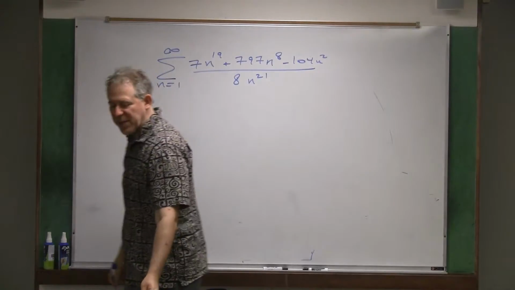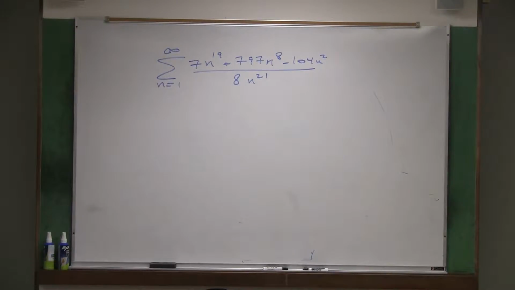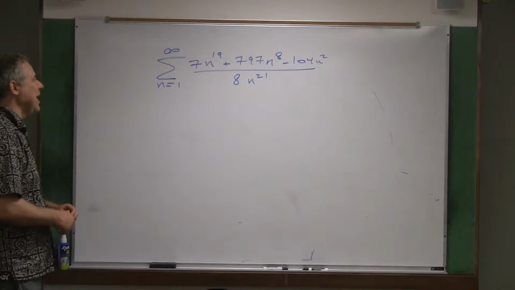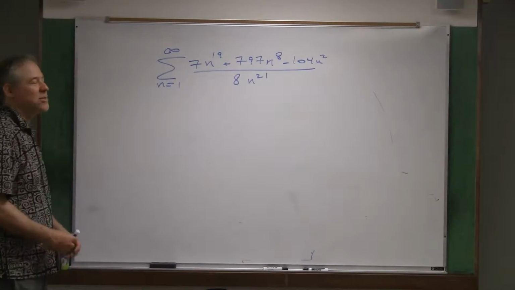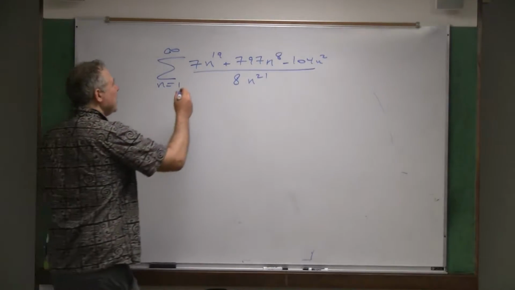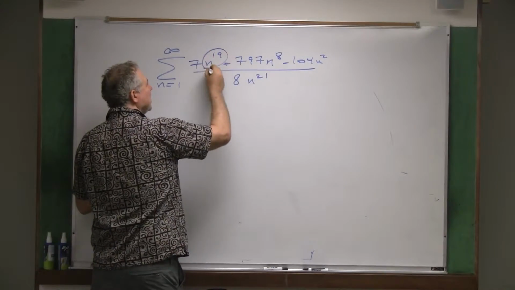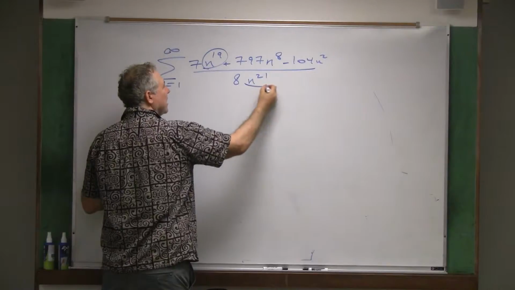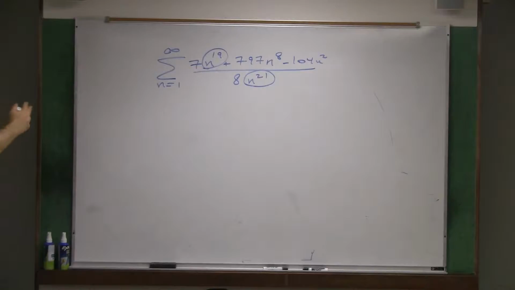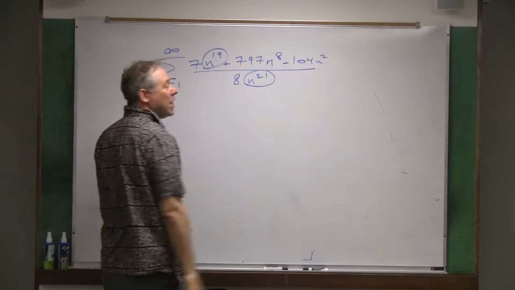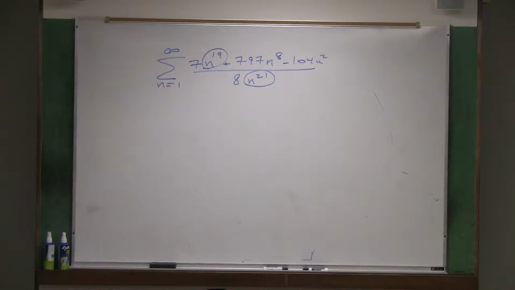Okay, so if you get something like this, you just filter out all the unimportant information. So that 797 is just there to scare you. Who cares about 797 n to the 8th, right? Just look at the leading power. It's n to the 19, and it's n to the 21 down in the denominator. So all this stuff here is really irrelevant if you think about it.